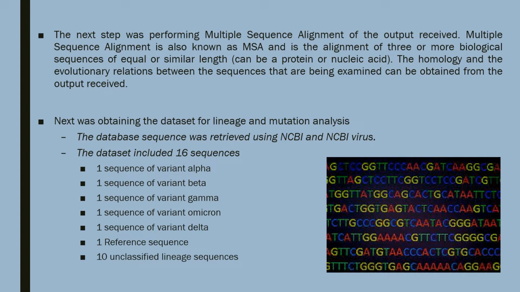The next step was performing multiple sequence alignment, and for the same, the MSA output was obtained. Multiple sequence alignment, also known as MSA, is the alignment of 3 or more biological sequences of equal or similar length. The homology and the evolutionary relations between the sequences that are being examined can be obtained from the output we received. In the case of understanding the origin of coronavirus, multiple sequence alignment was used to obtain the reason why pangolin coronavirus is closer to that of SARS-CoV-2 than to bat coronavirus.